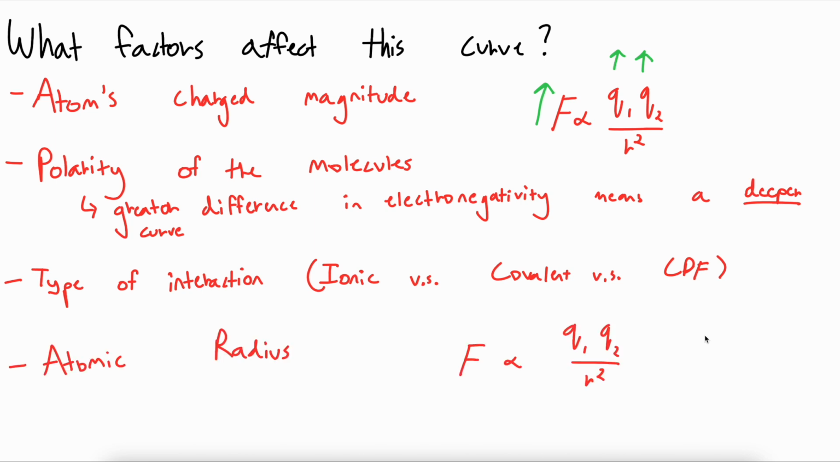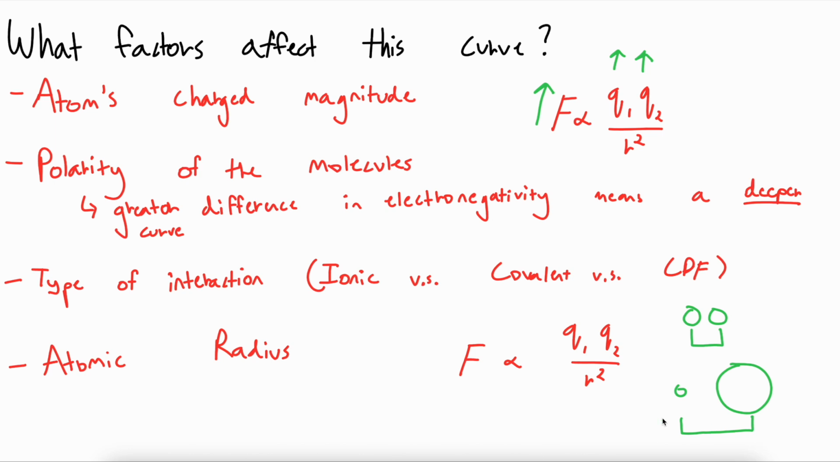A last factor which affects our curve is the atomic radius of our atoms. Let me use an example and Coulomb's law to show this to you. Let's imagine we have two atoms, a small one and a small one. The distance between their nuclei will not be very large. But now let's say we have a small atom and a very large atom. Well, because the large atom is large, the distance between their nuclei will be large.